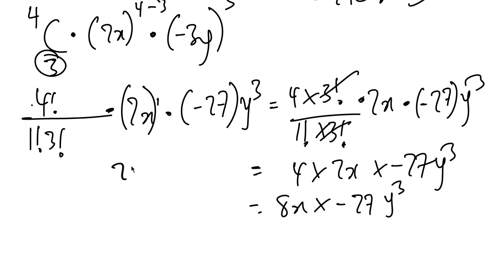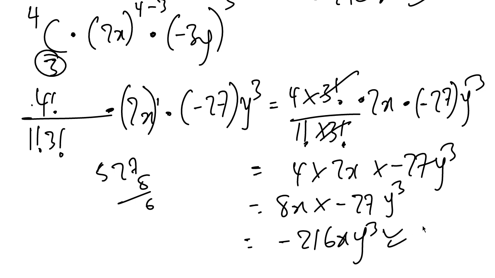So what's 27 times 8? That's 216. Negative 216xy cubed. And that is the fourth term of the expansion.